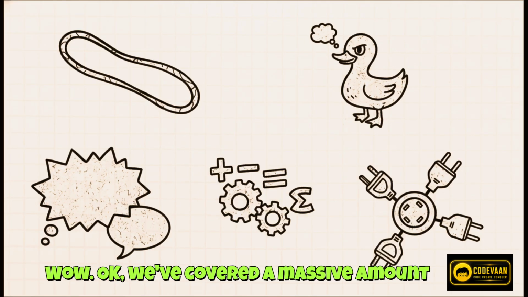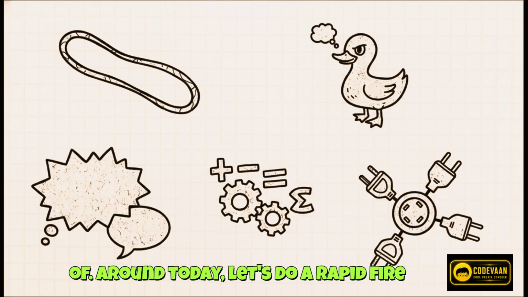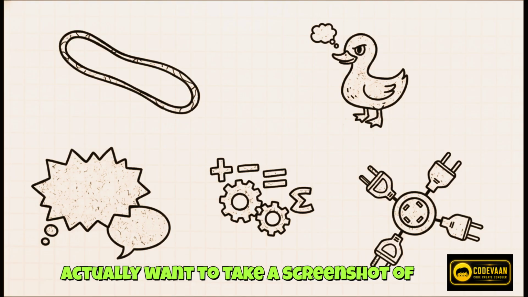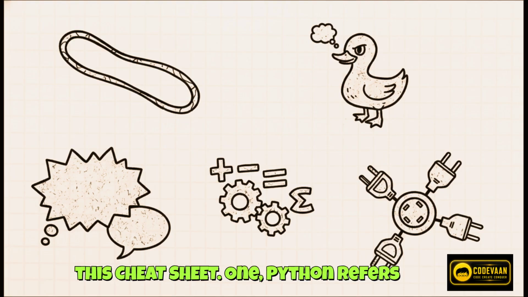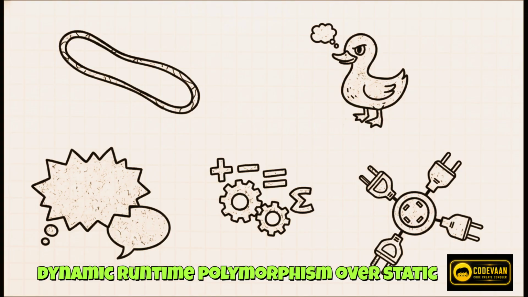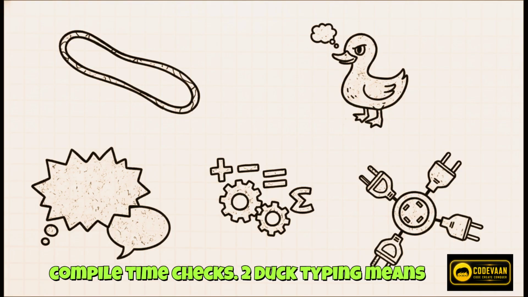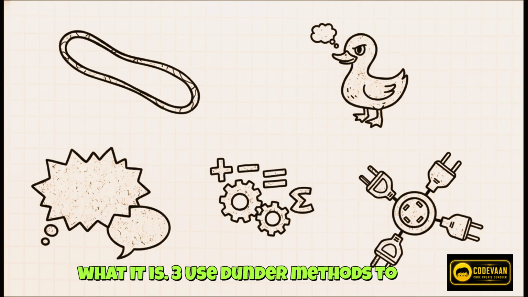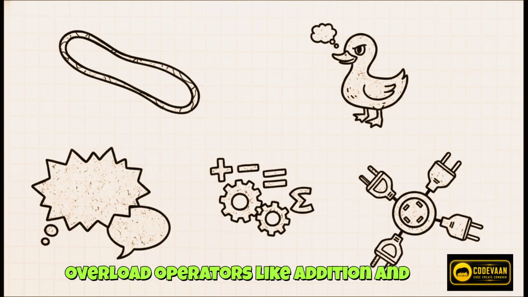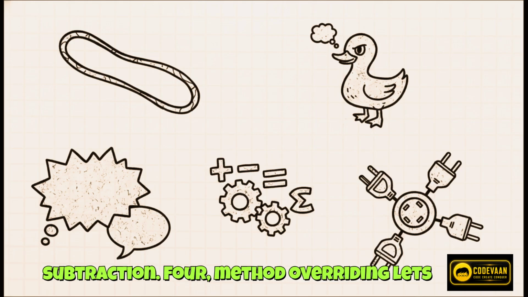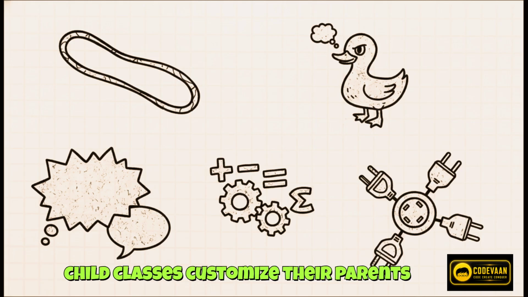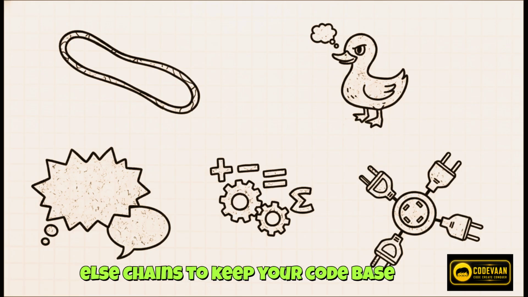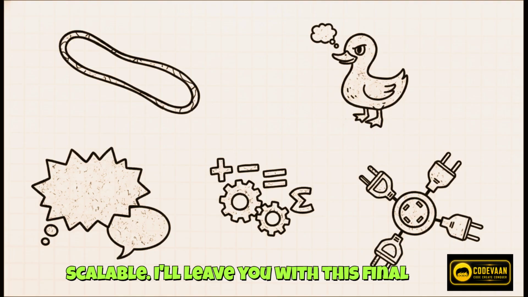Wow, okay, we've covered a massive amount of ground today. Let's do a rapid-fire summary of the top takeaways. You might actually want to take a screenshot of this cheat sheet. 1. Python prefers dynamic runtime polymorphism over static compile-time checks. 2. Duck typing means focusing on what an object can do, not what it is. 3. Use dunder methods to overload operators like addition and subtraction. 4. Method overriding lets child classes customize their parents' behavior. And 5. Use the strategy pattern to completely eliminate nested if-else chains to keep your codebase scalable.